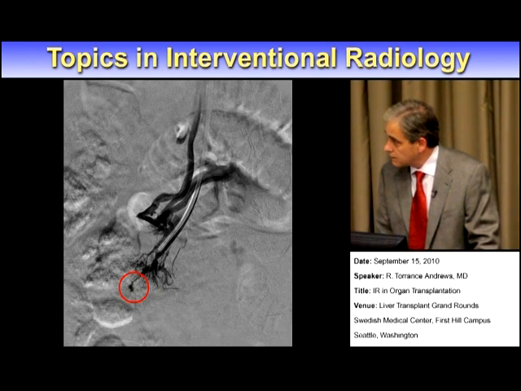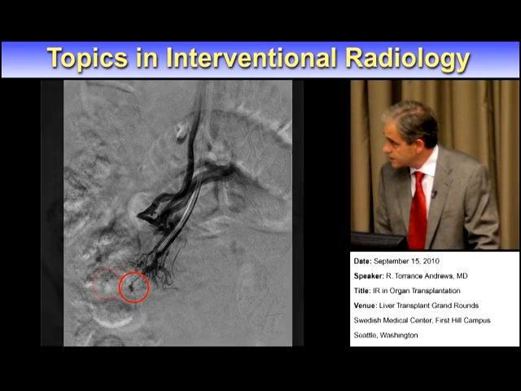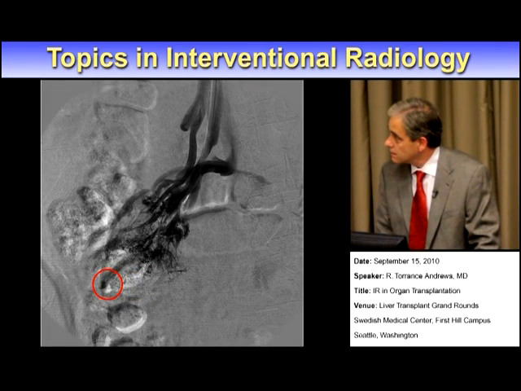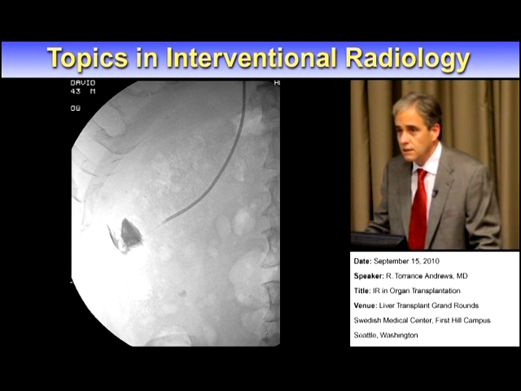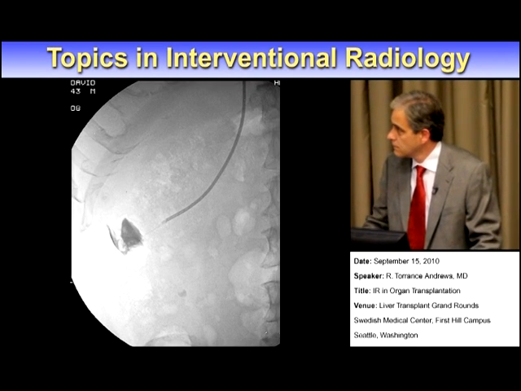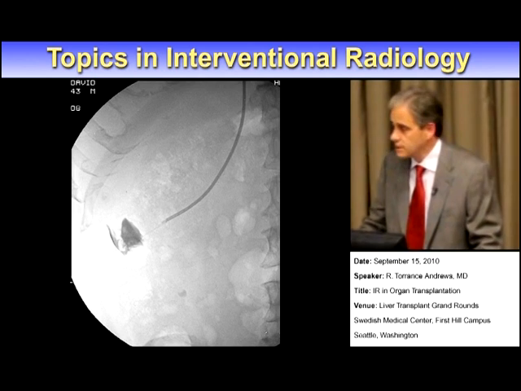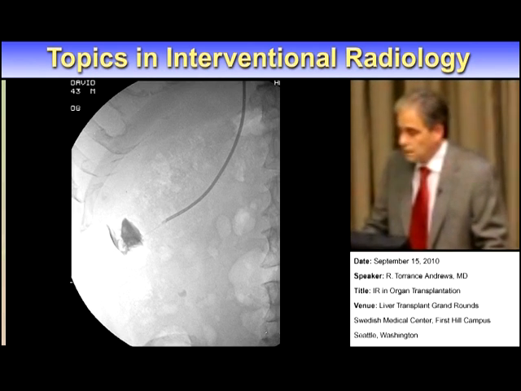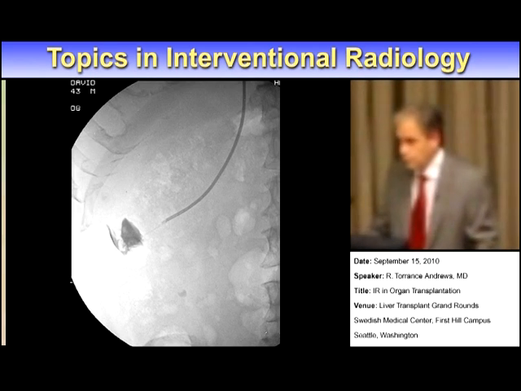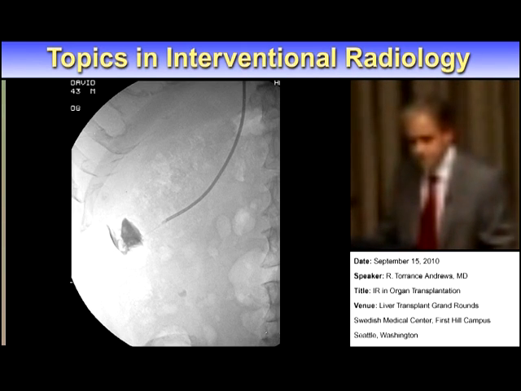You can see a little bit of contrast here, puddling outside the kidney. It persists a little bit into the later phase. And on the unsubtracted spot film, you can see a little blob of contrast there. So that's a fairly typical thing that we see. But again, that's a self-limited process that doesn't require any treatment.